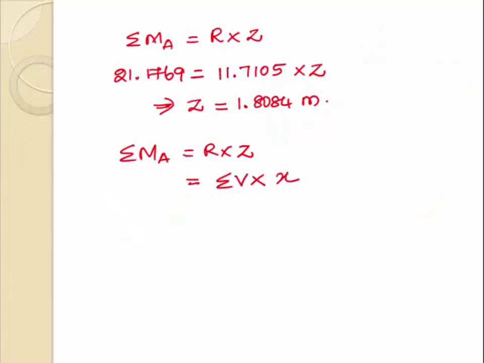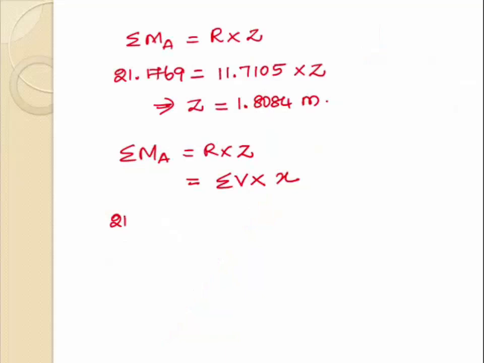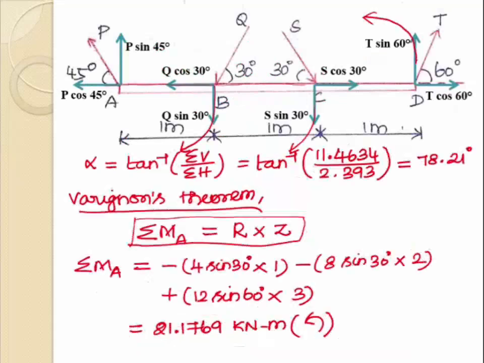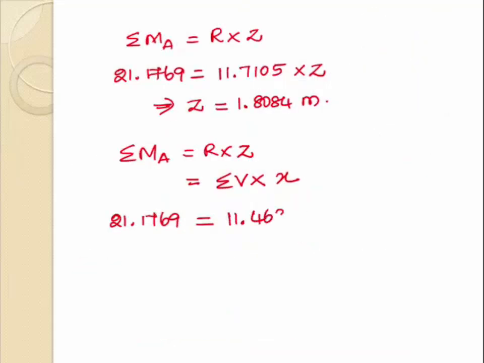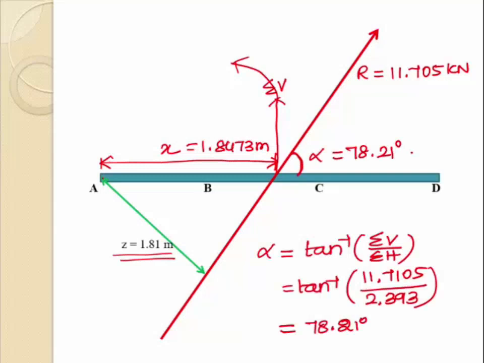We can have this expression like this. Summation V into the perpendicular distance between summation V and point A is x. So summation MA is 21.1769 kilonewton meter. Summation V value is 11.4634. So from which we can calculate the horizontal distance between the resultant force and point A as 1.8473 meter. And the angular inclination of the resultant force alpha is 78.21 degree. That's all about the problem.